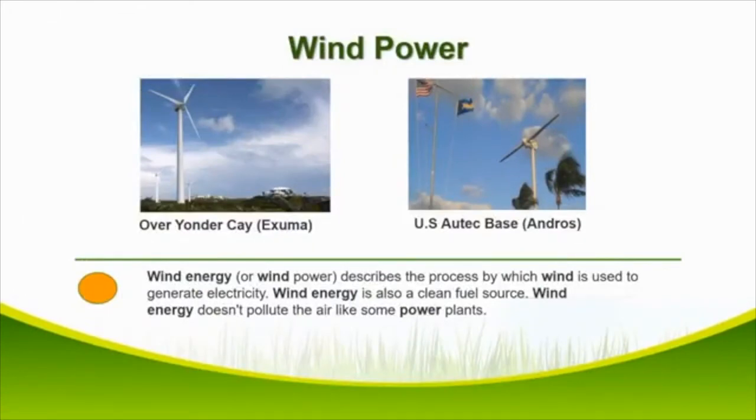Wind power. Wind energy or wind power describes the process by which wind is used to generate electricity. Wind energy is also a clean fuel source. Wind energy doesn't pollute the air like some power plants. If you look at the two pictures above, you can see how they are using wind energy. A key near Exuma, which is called Over Yonder Key, and the US Arctic base located in Andros.